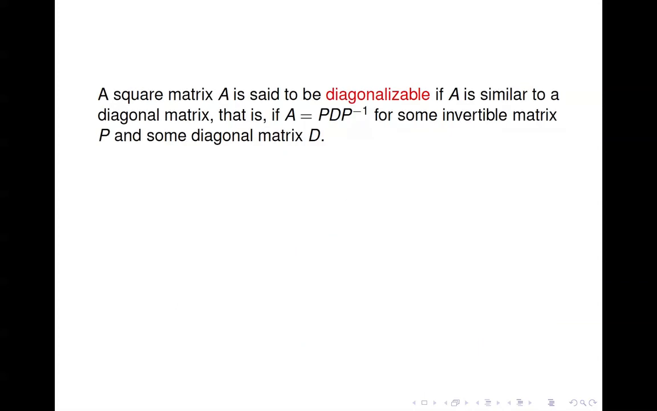So we say that a square matrix A is said to be diagonalizable if A is similar to a diagonal matrix. That is, if A is equal to PDP inverse for some invertible matrix P and some diagonal matrix D.